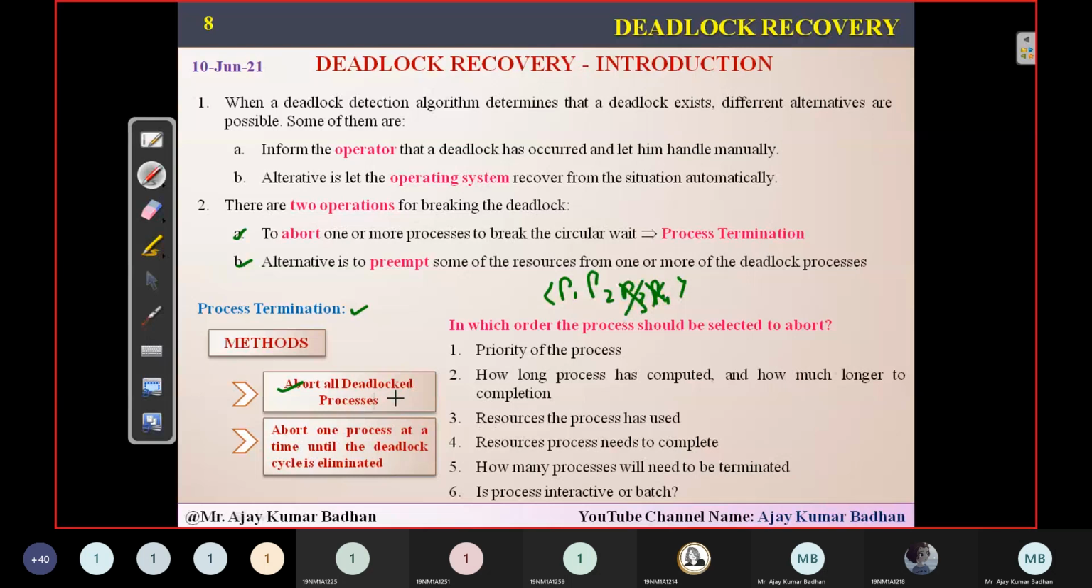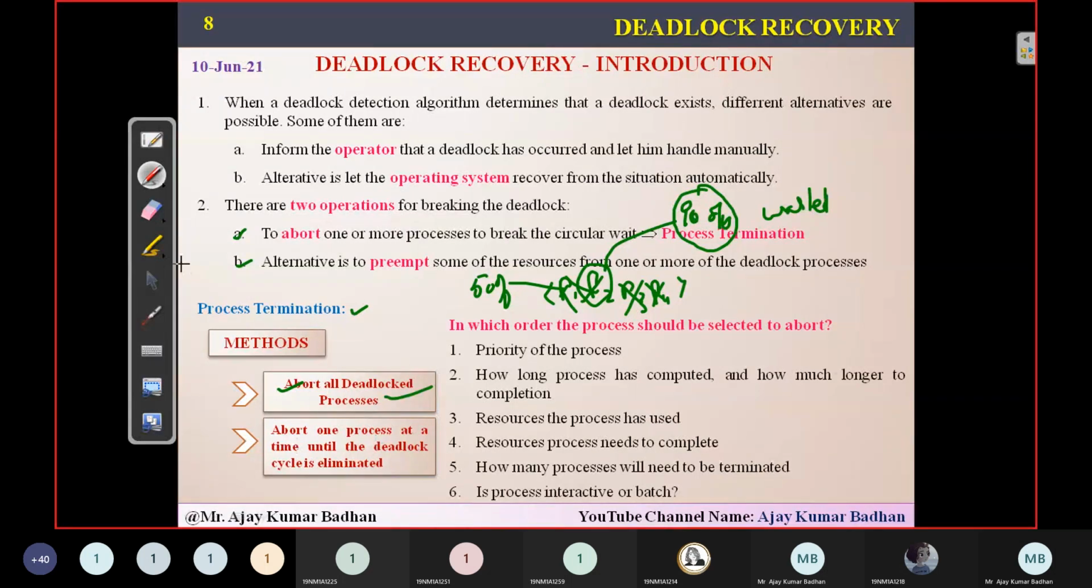So first one, there is a disadvantage. What is that? All these processes might have executed a certain amount of time, isn't it? Suppose this process has completed 50% of the task. This process P2 has completed 90% of the task. Now, if you abort all these processes, what will happen? They have to execute again from the beginning. Means whatever time they have spent, around 90% of the task to complete, that is getting wasted. That is the drawback in aborting all the deadlock processes.